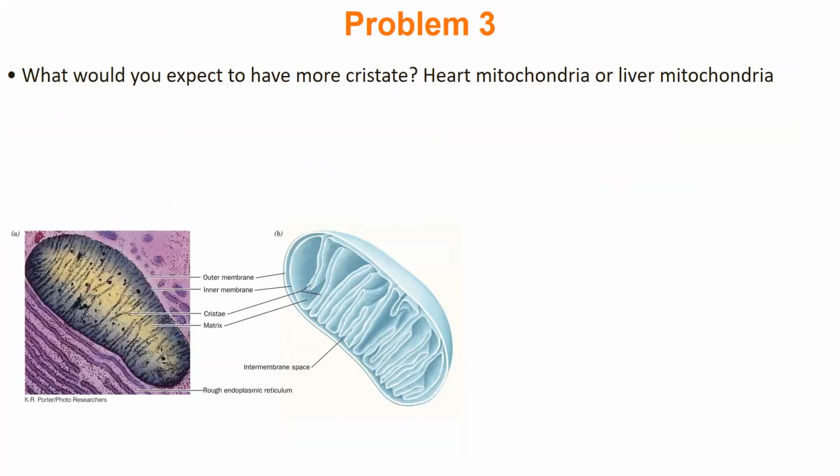So just a simple question here to make sure we're still with us. If you had two cell types of mitochondria that you're looking at, which one do you think would have more cristae? Do you think a heart mitochondria would, or do you think the liver mitochondria would?